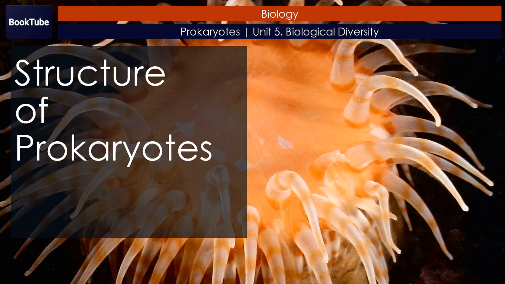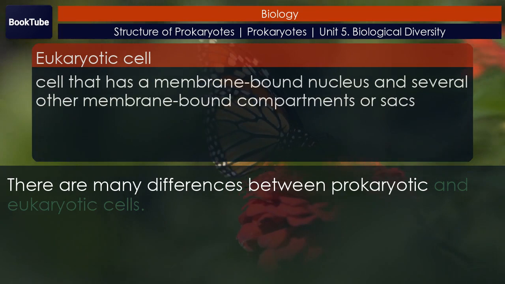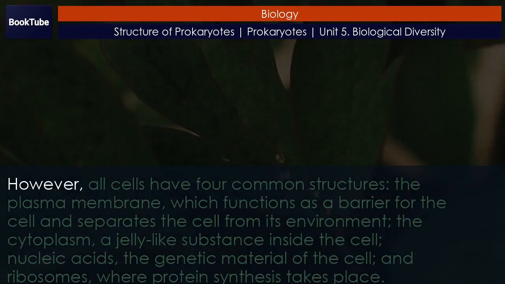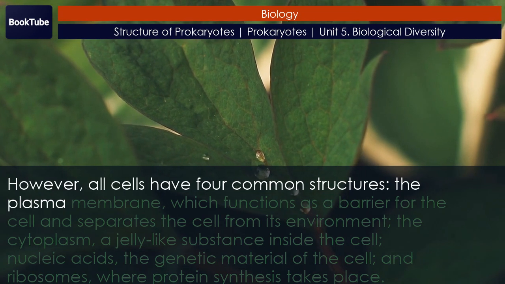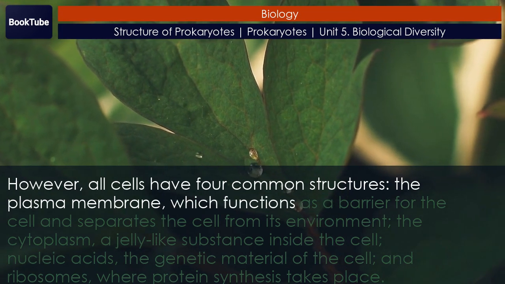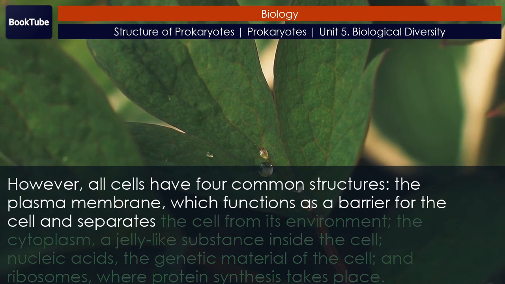Structure of prokaryotes. There are many differences between prokaryotic and eukaryotic cells. However, all cells have four common structures. The plasma membrane, which functions as a barrier for the cell and separates the cell from its environment.